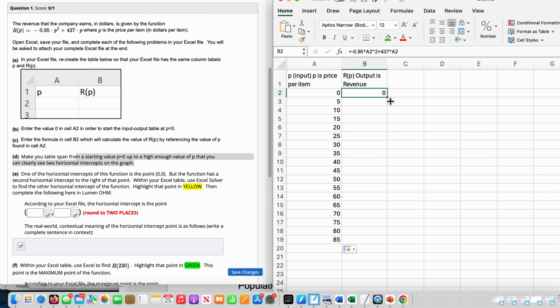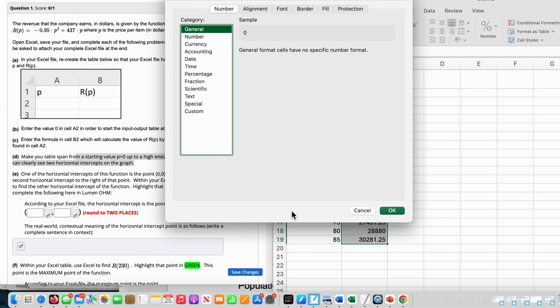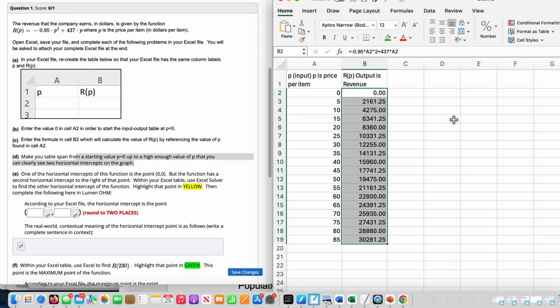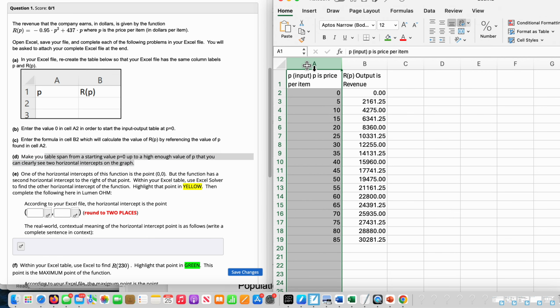And if I want to copy this cell down, I just bring my cursor till I get that black plus sign, and I double click, and I see here, this is my revenue. If I want to make the formatting so that they're all 2 decimal places, I can do that as well. All right, so let me create my smooth line graph. It says make my table span so that I can see 2 horizontal intercepts. I'm going to select this column and this column, and I'm going to insert.